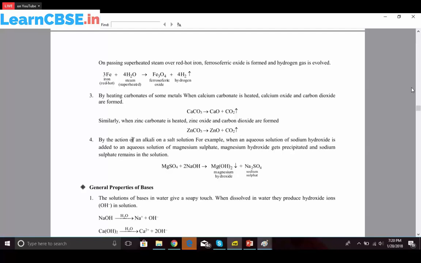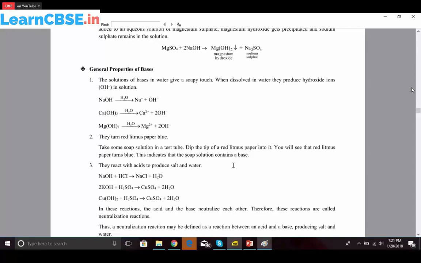gas. So the next one is by the action of an alkali on the salt solution. So for example, when an aqueous solution of sodium hydroxide is added to an aqueous solution of magnesium sulfate, we will be getting magnesium hydroxide. This is the base, plus Na2SO4. The magnesium hydroxide is the insoluble one. So that's why they have shown it with the downward arrow mark. So it is a precipitate.